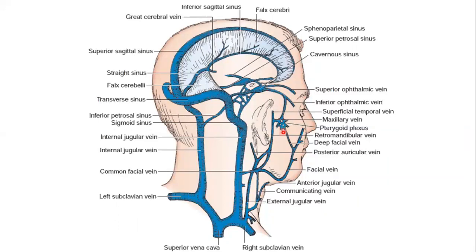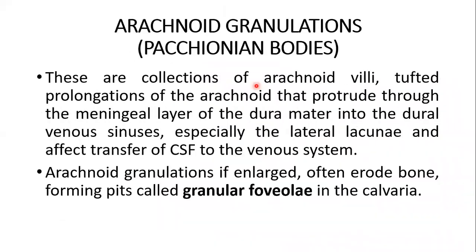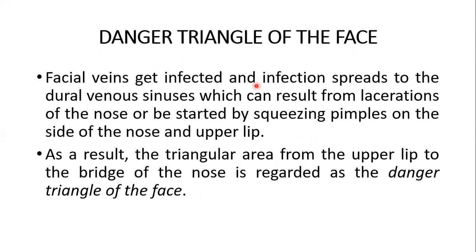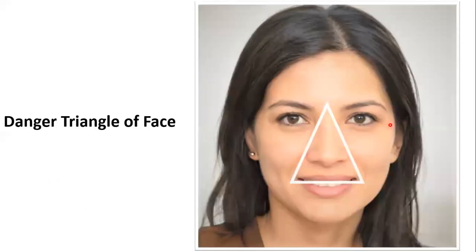This is the inferior ophthalmic vein. These are the various connections. This is the pterygoid plexus, and this is the deep facial vein. If you recall your venous system of the face, you see these connections with the cavernous sinus. So any laceration of the nose or squeezing of pimples, I've told you that already.